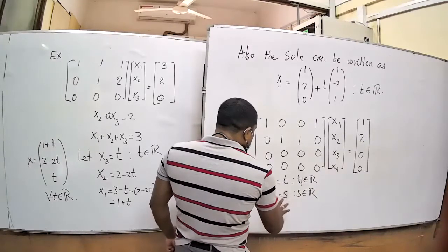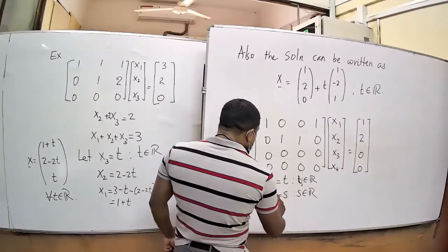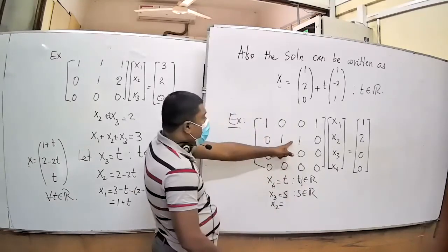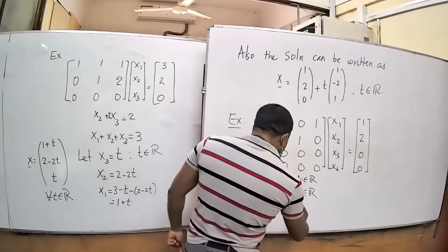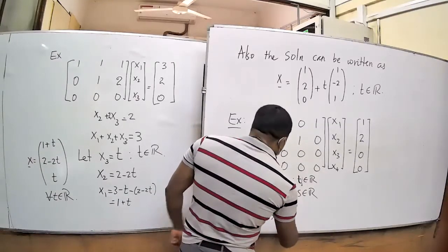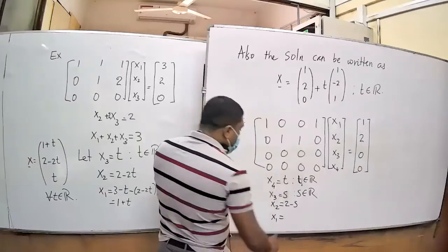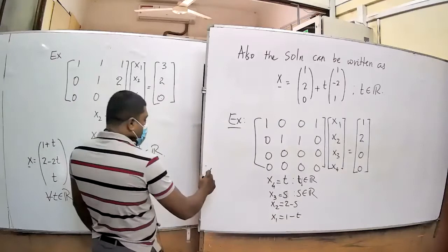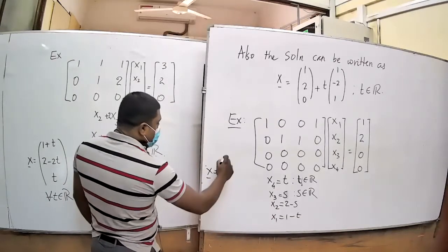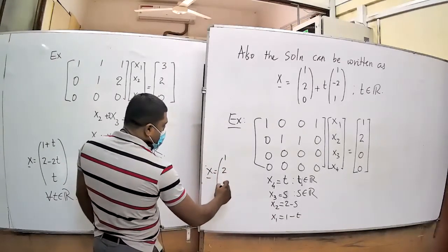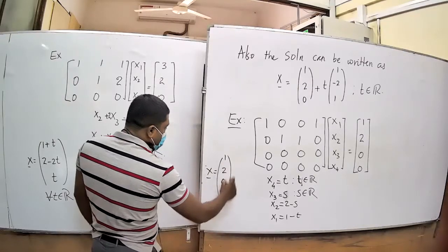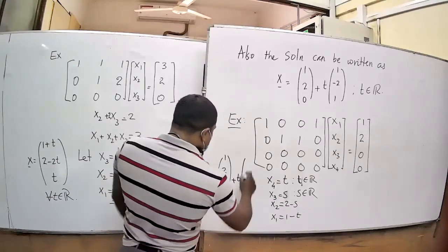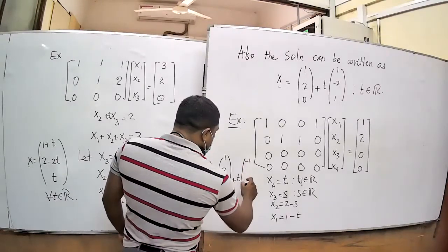So let me change it the other way. Right, so x4 I name it t and x3 s. So x2 is equal to 2 minus x3, so 2 minus s, and my x1 is 1 minus x4, so 1 minus t. Right, so if you want to write the solution x, you can write it as x1 is 1, x2 is 2, 0, 0, plus t times minus 1.